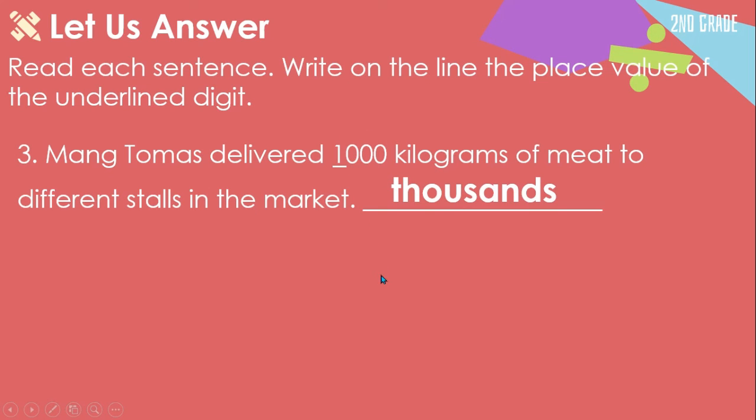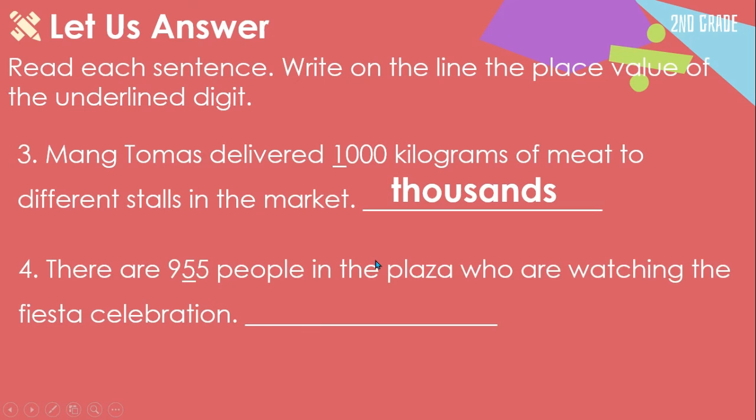Okay? And for number 4, there are 955 people in the plaza who are watching the fiesta celebration. The underlined digit is 5. What is the place value of 5? And the answer is tens.